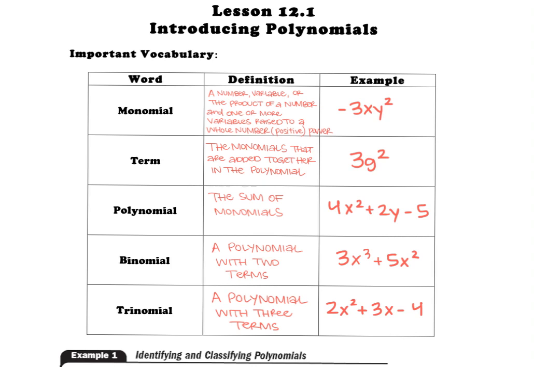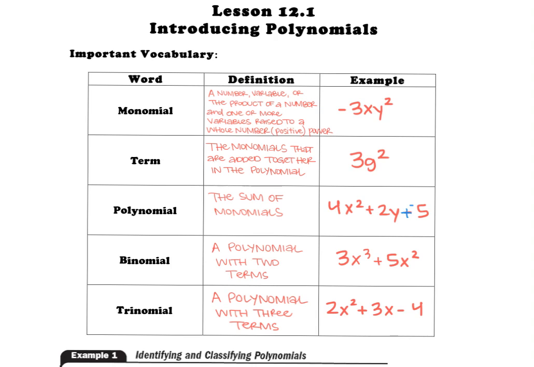Now, let's go to polynomial. Well, the prefix poly means many. So polynomials are the sum of monomials. Now, that could be just one term, or a monomial would also be a polynomial. It could be 2 terms, 3 terms, 4 terms, 100 terms. Those would all be polynomials. So I gave you a polynomial that has 3 terms. The 3 terms would be 4x squared, 2y, and -5. Because remember, when we talk about polynomials, it has to be a sum, it has to be addition. So if we ever see subtraction, we need to turn it into addition.